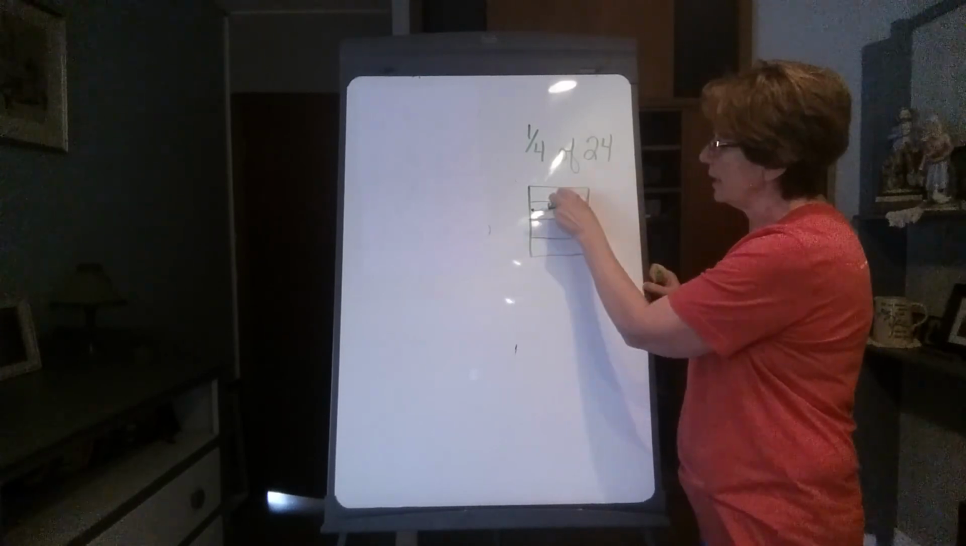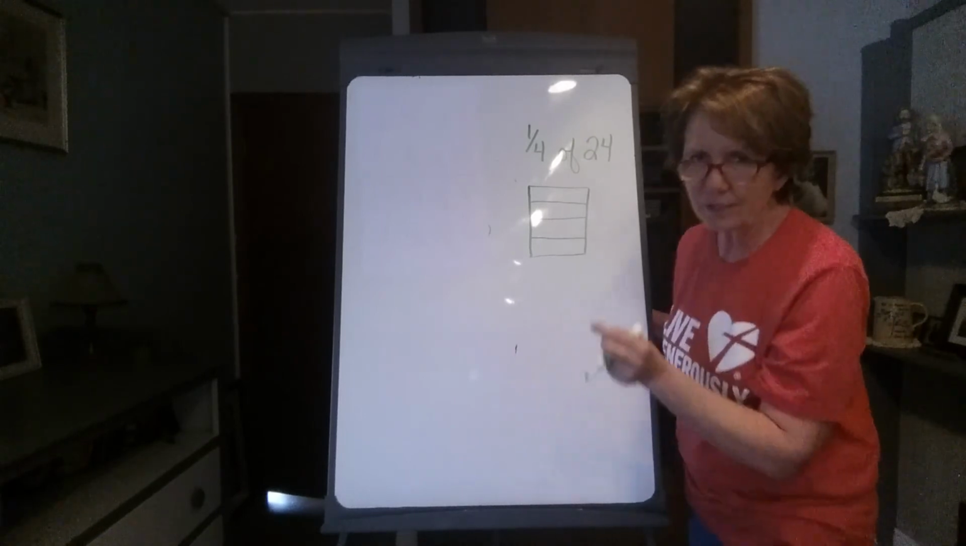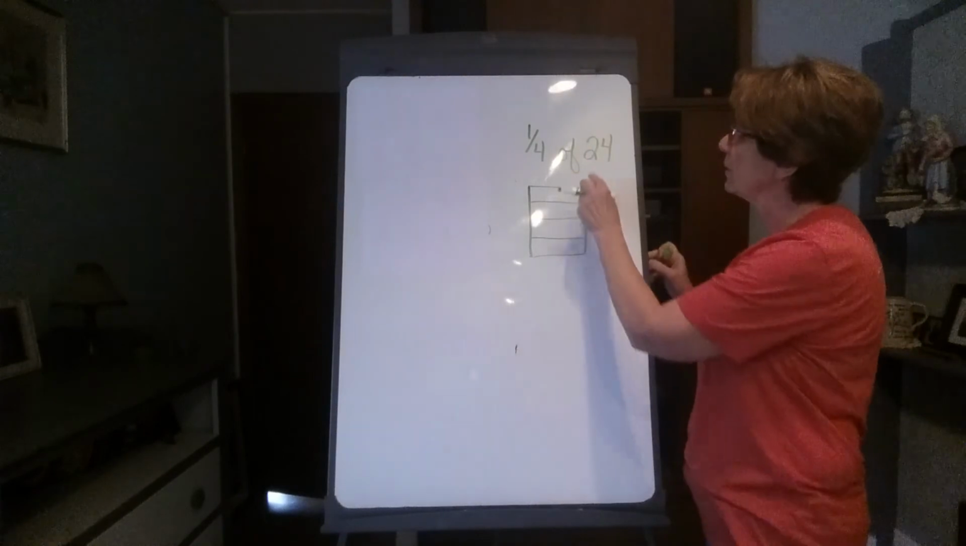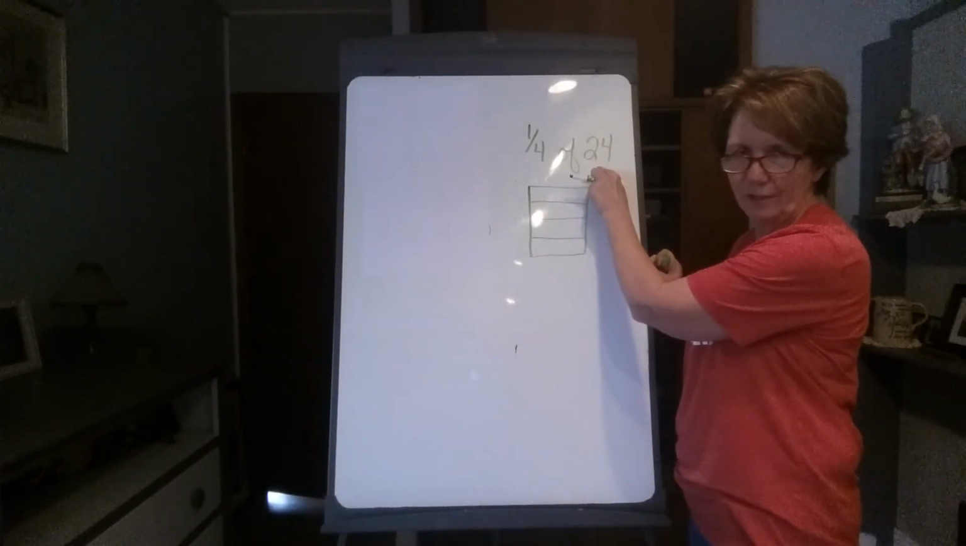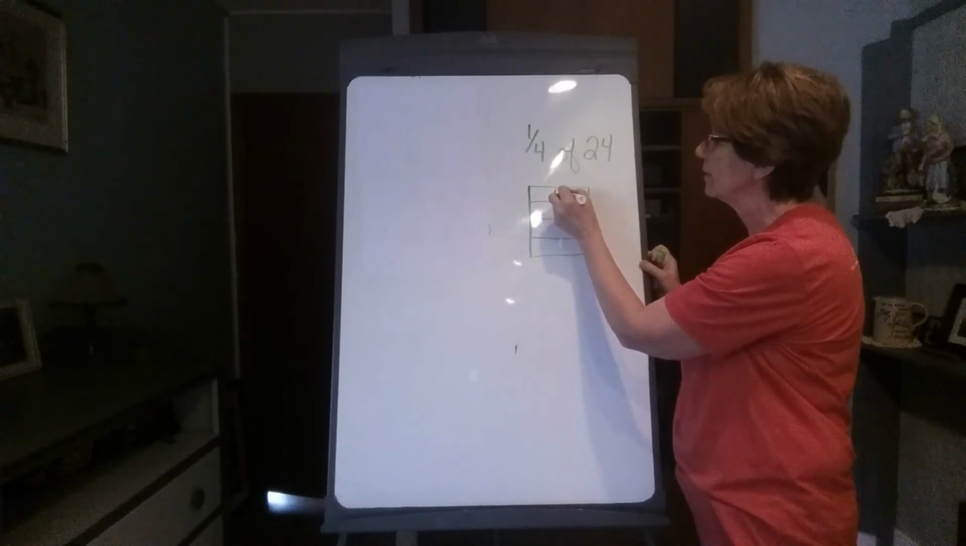and then decide how you would divide those 24. Did you catch the word divide? Divide those 24 into 4. Divide, divide, divide. So you know how to divide. 24 divided by 4 is 6.